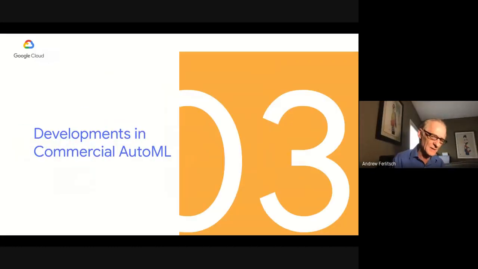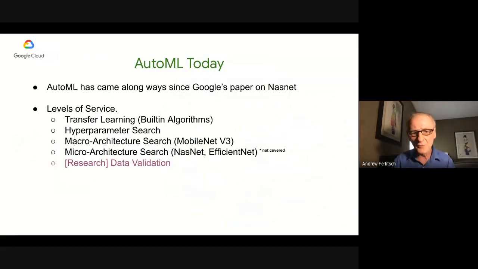So I'll discuss some of the developments in commercial AutoML. AutoML has come a long way since Google's paper on NASNet, and there are a lot of services now available on the cloud. Starting with transfer learning, or sometimes referred to as built-in algorithms, automatic hyperparameter search, macro architecture search, which is a lesser form of what AutoML was for NASNet, a very cost-efficient way. It was used by Google to discover MobileNet v3. And then there's the microarchitecture search, that very detailed, somewhat highly expensive form that if a customer wants to use, we can make available. And then we're seeing automatic learning move upstream into the data validation. Those techniques are coming out of research, and we anticipate them becoming products this year.